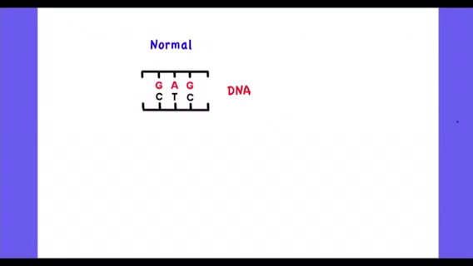Sickle cell anemia is a result of a base substitution mutation which occurs in DNA, and when it does occur it changes the polypeptide chain, or one of the polypeptide chains found in hemoglobin in red blood cells.